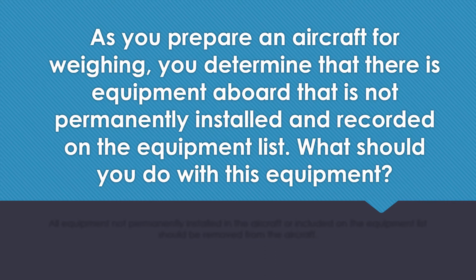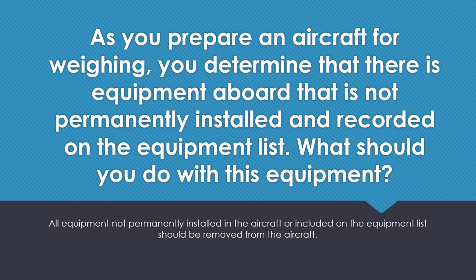As you prepare an aircraft for weighing, you determine that there is equipment aboard that is not permanently installed and recorded on the equipment list. What should you do with this equipment? All equipment not permanently installed on the aircraft or included in the equipment list should be removed from the aircraft.